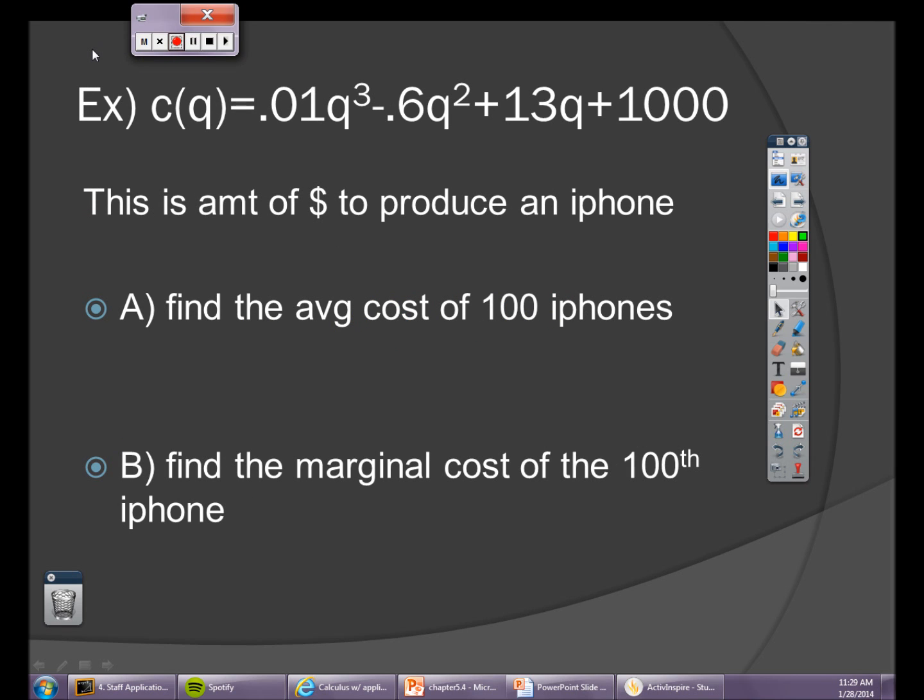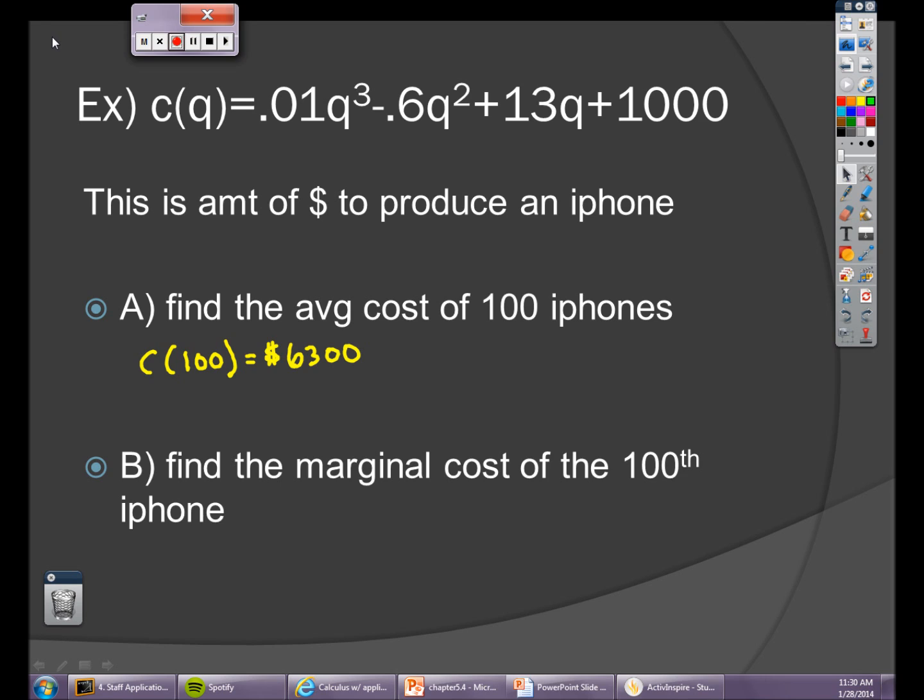Let's look at an example. Here I've given you an equation for a cost function, and this is representing the amount of money it's going to cost to produce an iPhone. I want to know the average cost of producing 100 iPhones and the marginal cost of the 100th iPhone. To find the average cost, I'm going to start by finding the cost of making 100 phones. I'm simply going to plug in 100 for all the values of Q in the equation that you see.